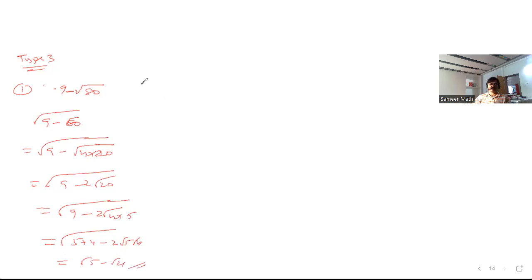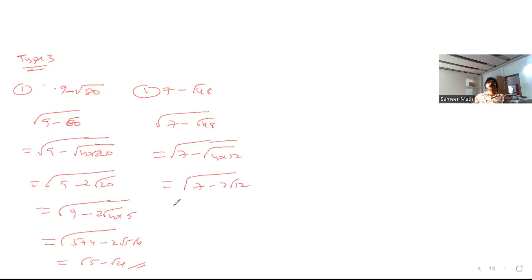I'll take one more example here. You just see this one: 7 minus root 48. Second example, type 3. So this can be written as 7 minus, you see that 4 is available? Yes, available. So what to do here now? 7 minus 2 root 12. So this can be written as 7 minus 2 root 4 threes are 12. So here 4 plus 3 minus 2 root 4 root 3. It can be written as root 4 minus root 3, which is the answer.